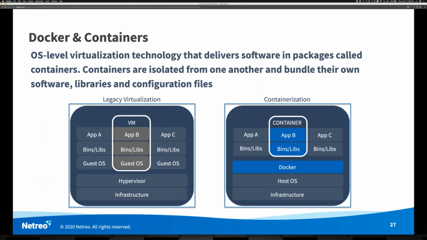The next building block required for Kubernetes is something known as a container. Now, containers are an operating system level virtualization technology, and it delivers software in isolated bundles that contain everything they need to do their job. So libraries, configuration files, everything.